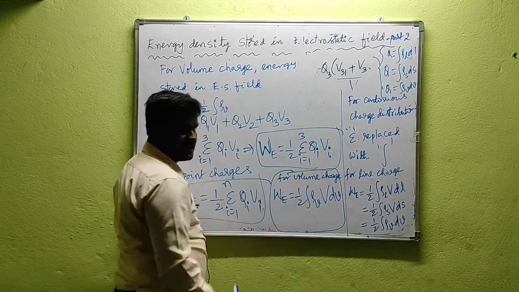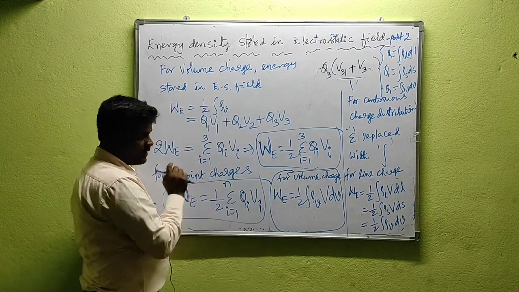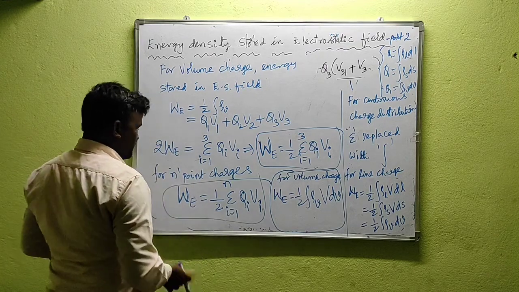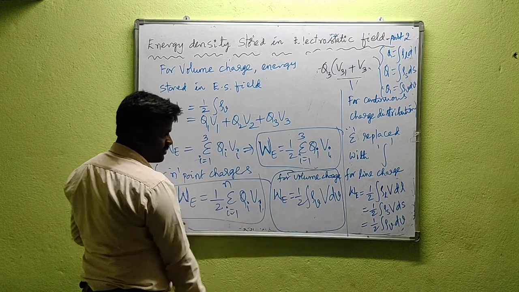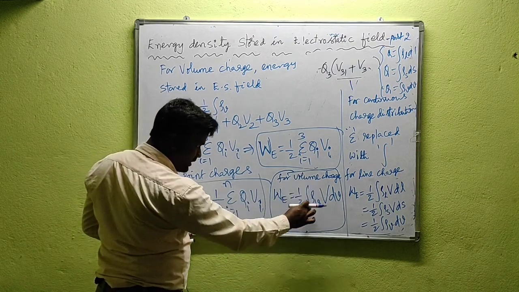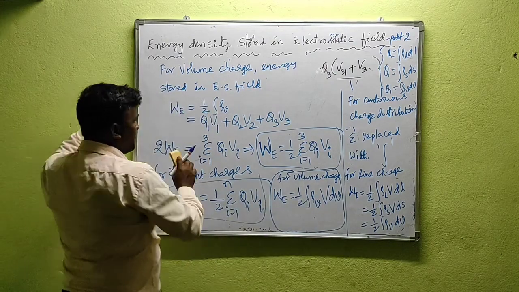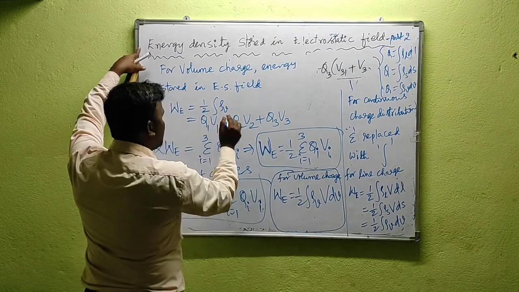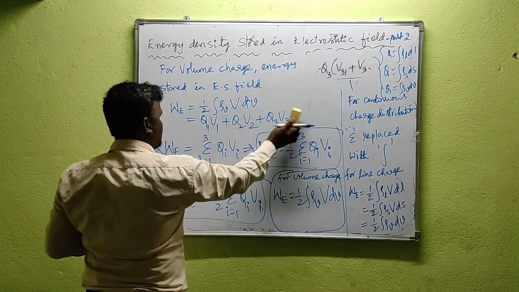This small v indicates the volume, whereas capital V indicates the voltage. I just replaced summation with integration, and Q is replaced with integral rho_V dV. V is the same. Clear? Now this can be written as rho_V into V into dV, a volume integral.